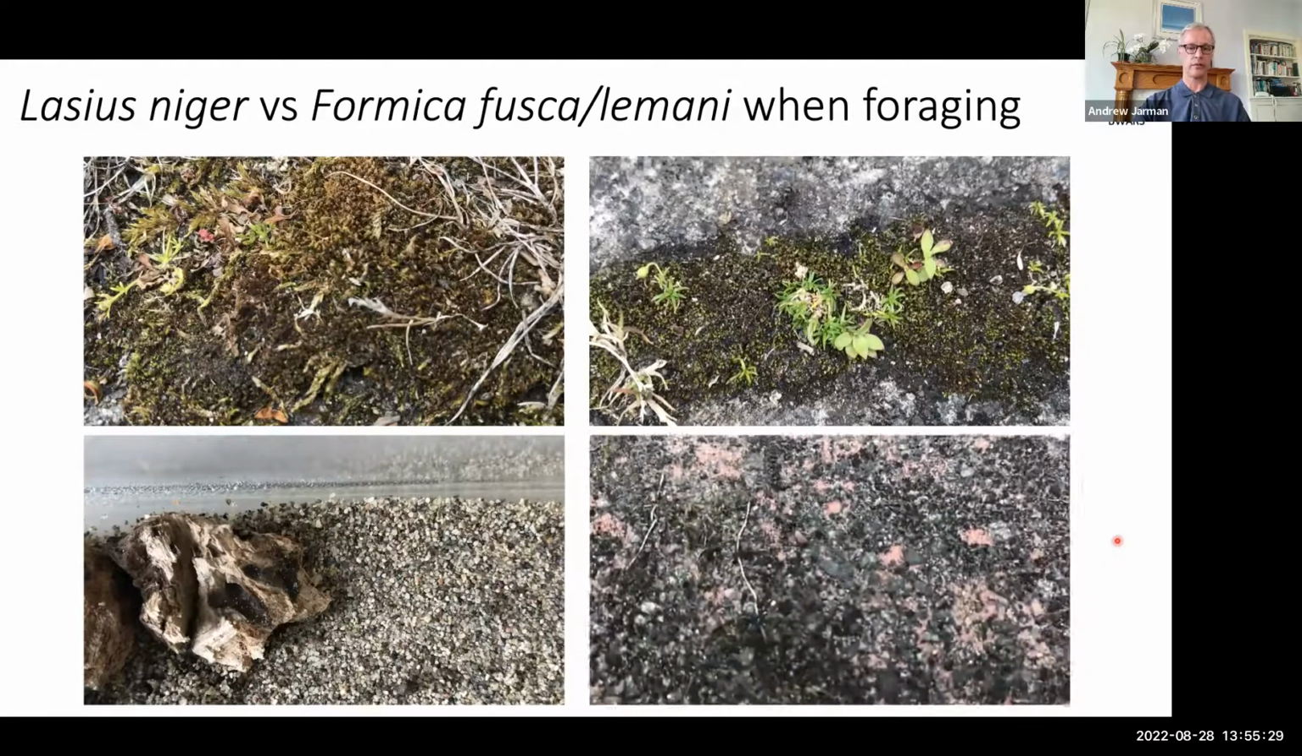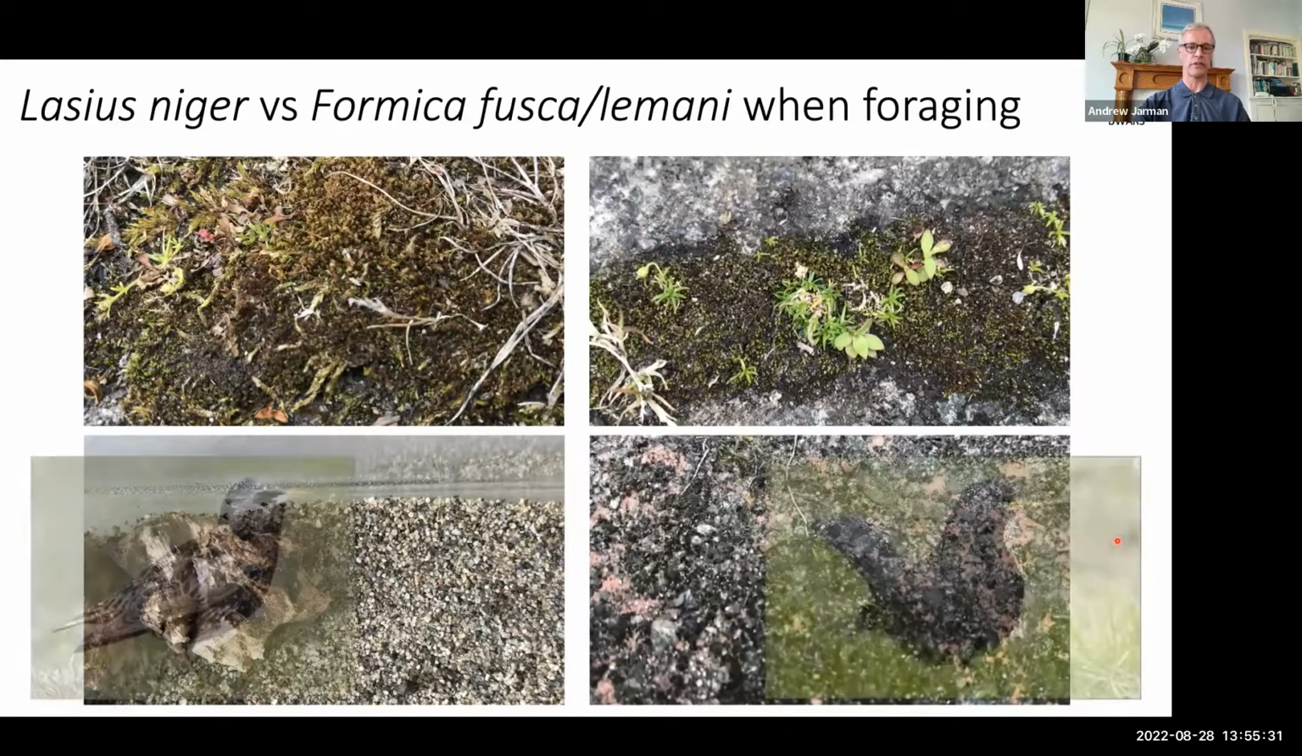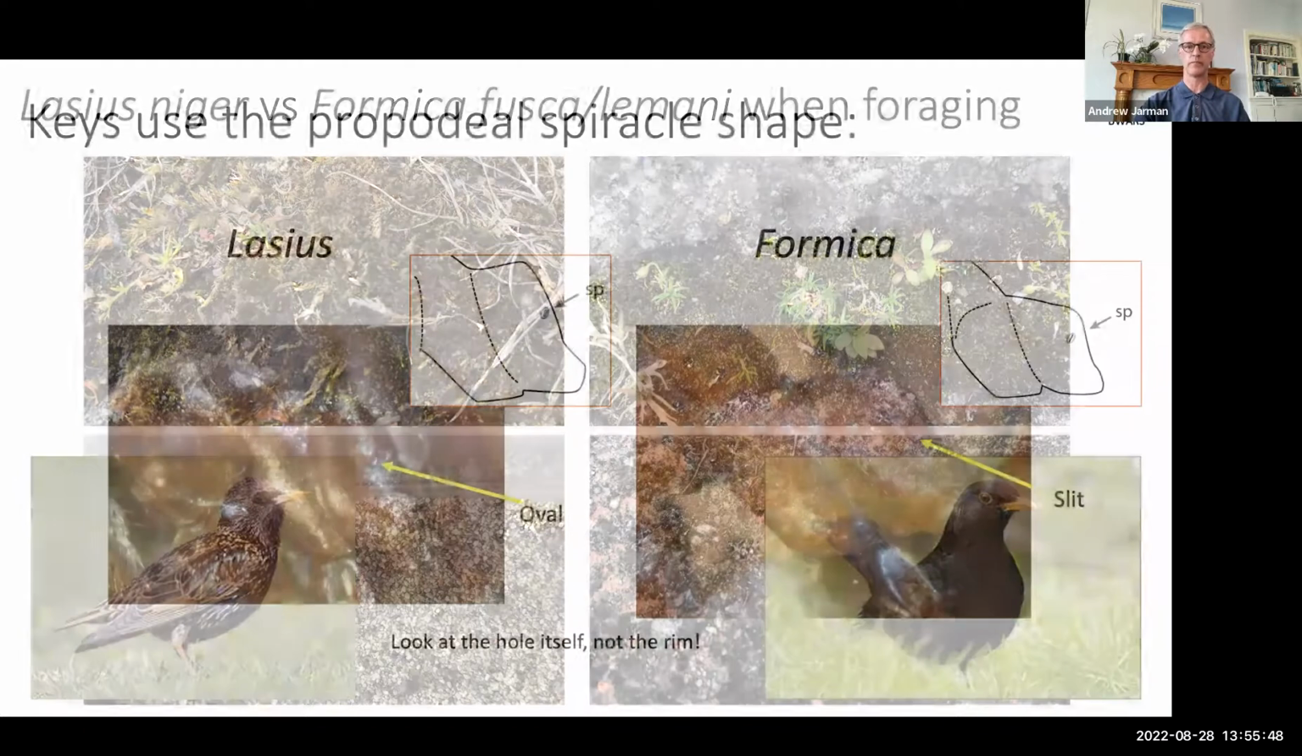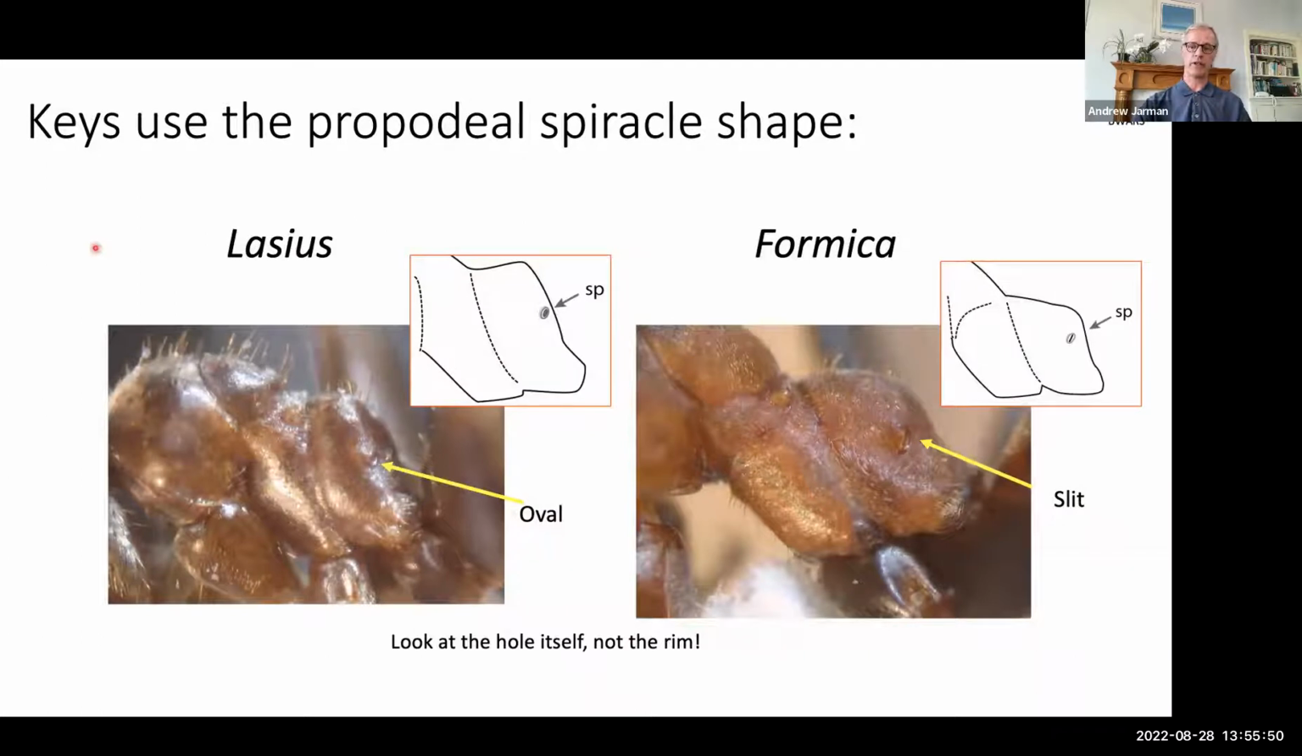I always think that these resemble the difference in the way that a starling or a blackbird forages. The starling would be continually moving along, not really stopping in any one place very long. The blackbird hops along, stops, then hops along and stops. So that's how you could remember how to distinguish Lasius niger and the Formica species. But eventually you're going to want to distinguish these species through the keys and to be sure of how to distinguish them, Lasius and Formica.